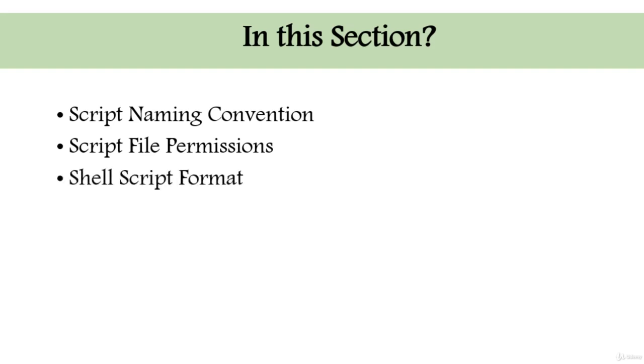Then shell script format, how you should write a shell script, what are the formats and standards that you should follow, followed by the sequence of the script execution. When you want to execute certain things inside of your script, you want to execute A, B, C, you need to know how they are executed.